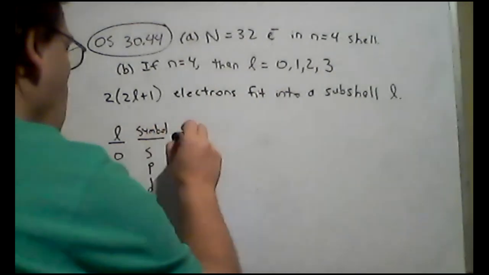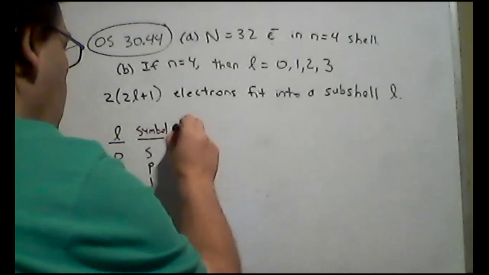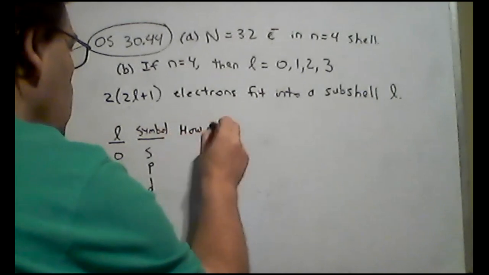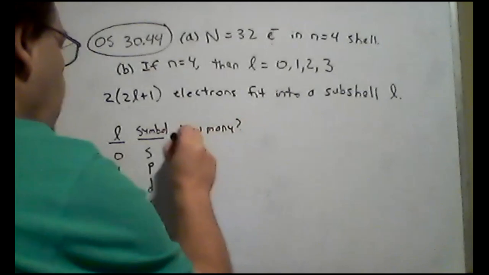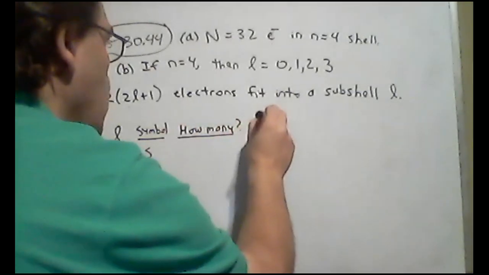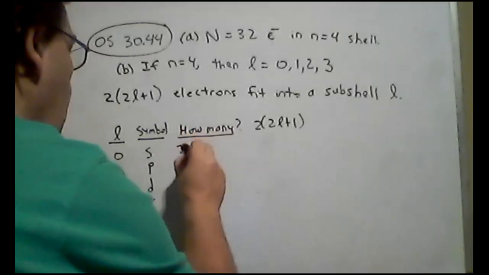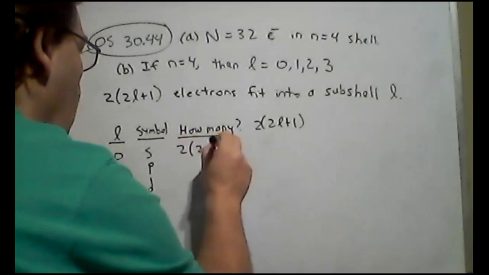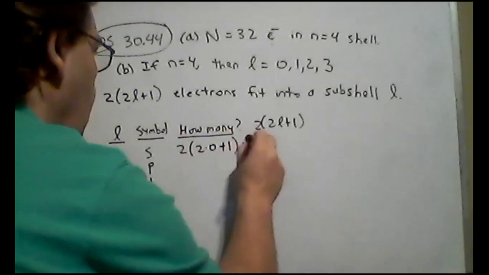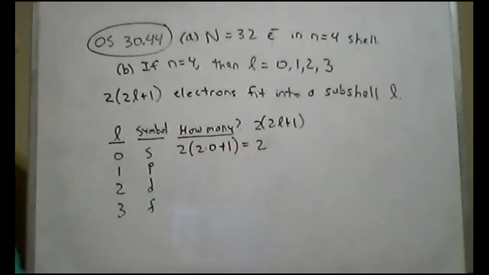How many? So how many? And that's given by what? 2 times 2L plus 1. 2 times 2 times 0 plus 1 is 2. 2 will fit into the S subshell.